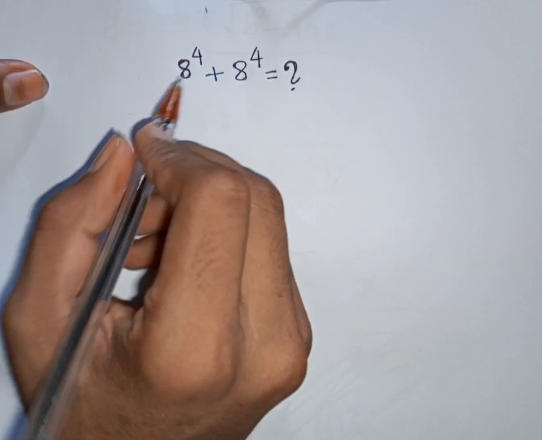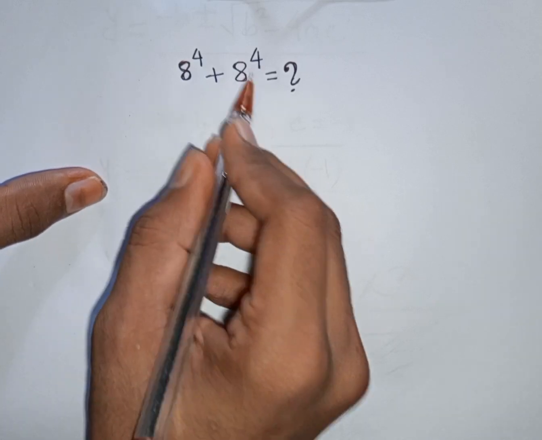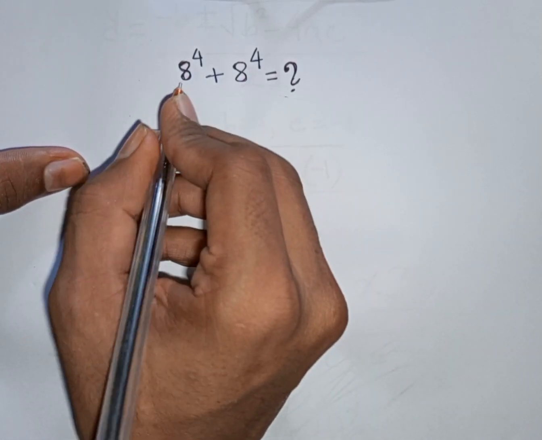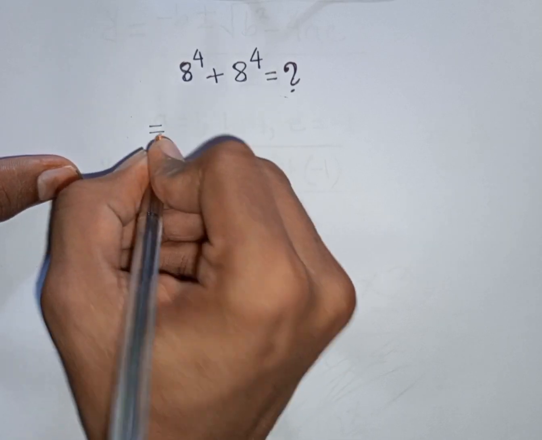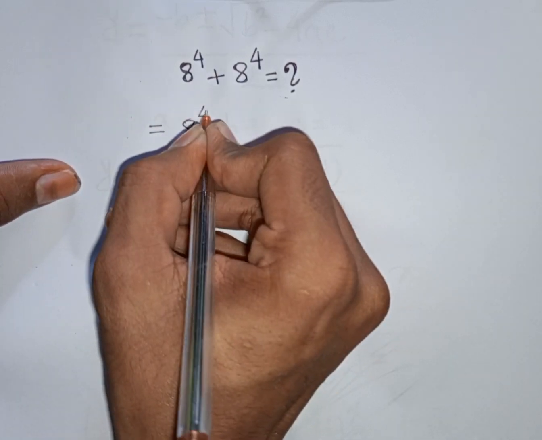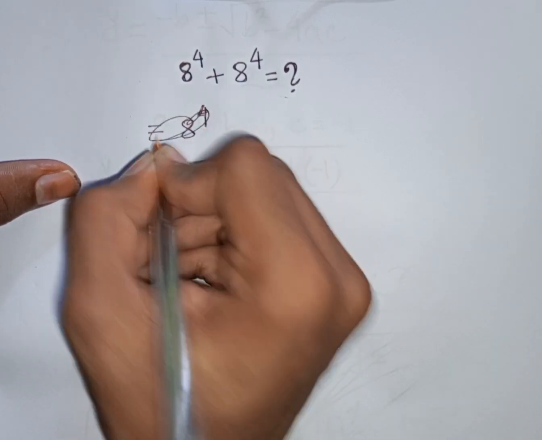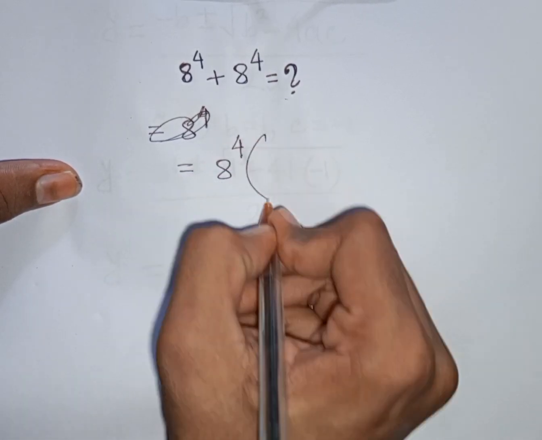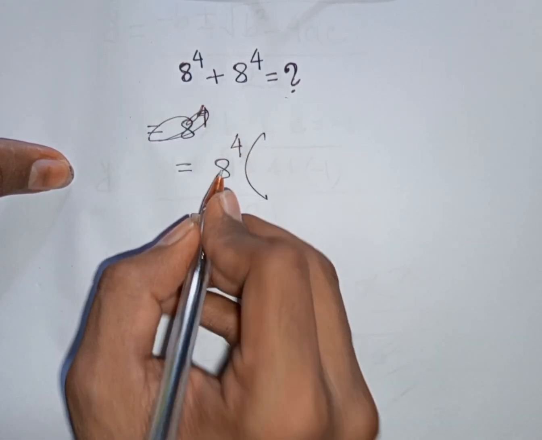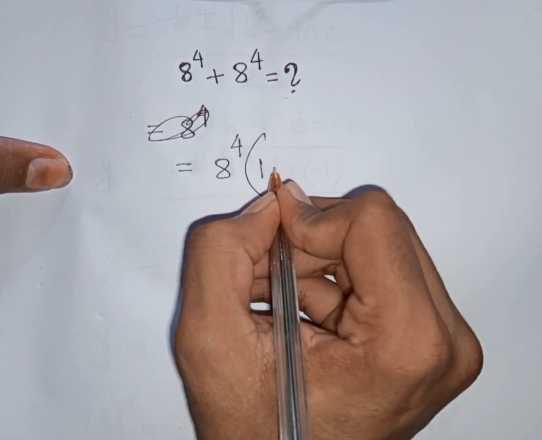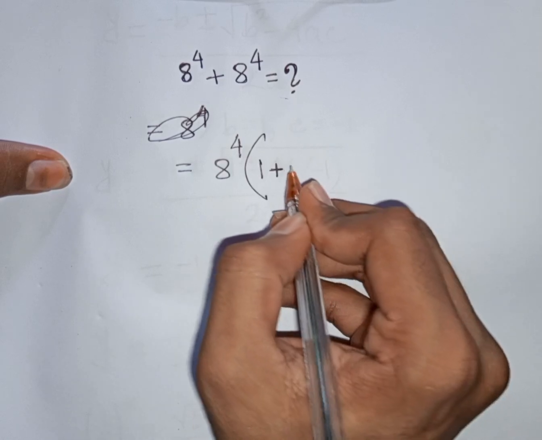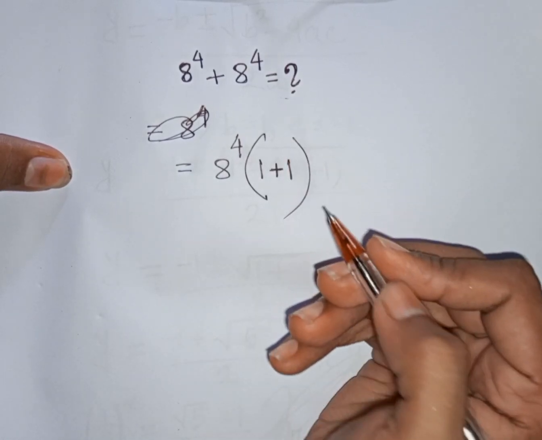How to simplify 8 power 4 plus 8 power 4 is equal to what? So at first we take common 8 power 4. So 8 power 4 is out of the bracket. This divided by this is 1, plus this divided by this is 1, then bracket close.